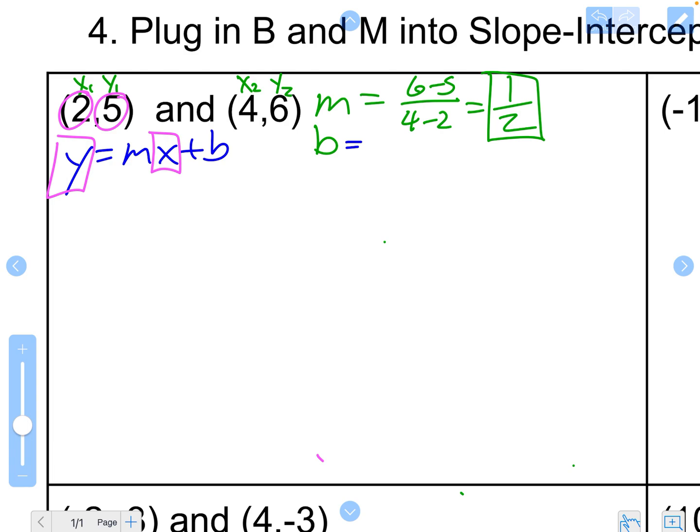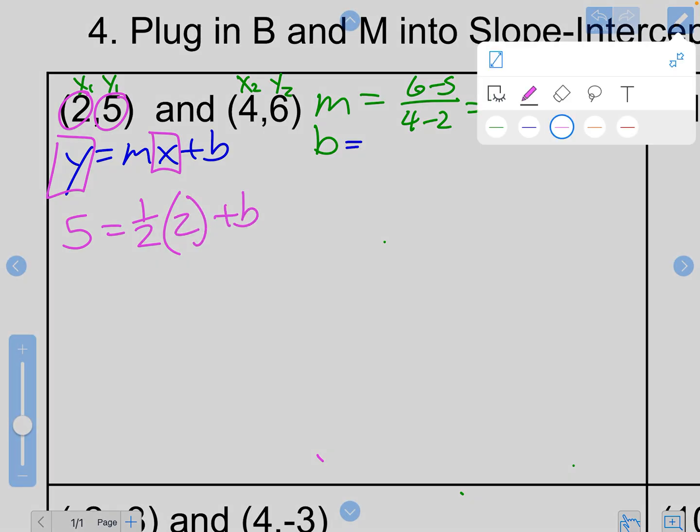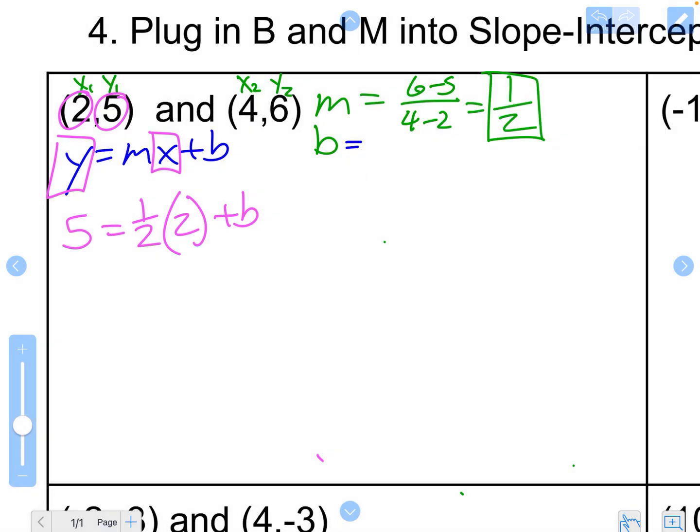So my y1 is 5. I'm going to put my equals. My slope I know is 1/2. In parentheses, I'm going to put x1, which is 2, and then I'm going to put my plus b. So anytime I have a number outside of a parentheses, it tells me I need to multiply. So 1/2 times 2, half of 2 is 1. And then I bring down my plus b.